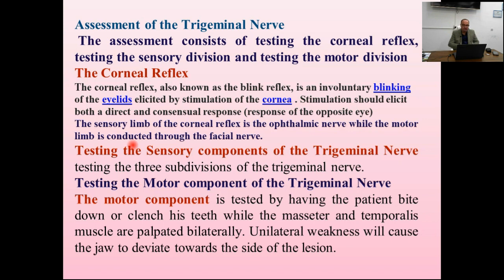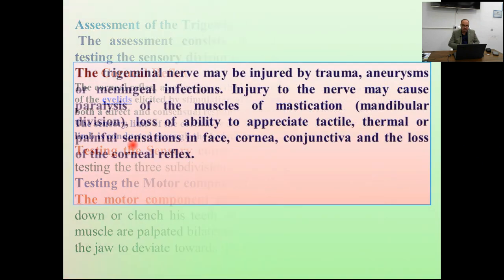We also test the motor component of the trigeminal nerve by having the patient bite down or clench his teeth while the masseter and temporalis muscles are palpated bilaterally. Unilateral weakness will cause the jaw to deviate toward the side of the lesion.